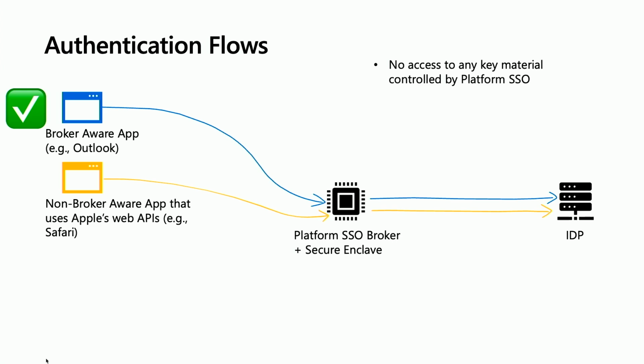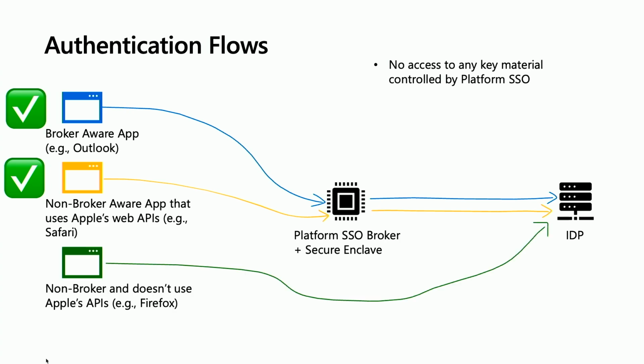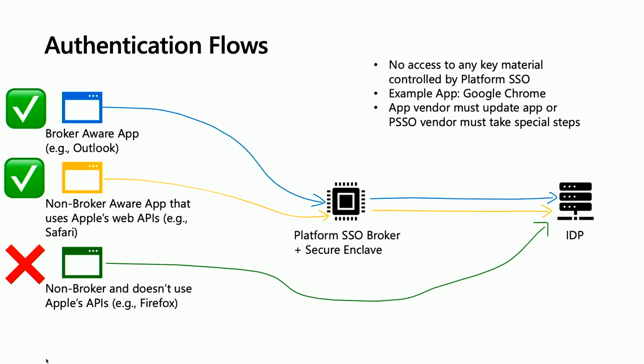If you have an application that is not broker aware, but it's calling the web system APIs, things like Safari, that will continue to work as expected, right? So these are probably the apps that you're getting single sign-on for. If you have an application that is not broker aware and it's not calling the system APIs and it's calling its own thing, most notably Firefox and Chrome do this, right? You're not getting single sign-on for these apps probably today. Those you may run into an issue.